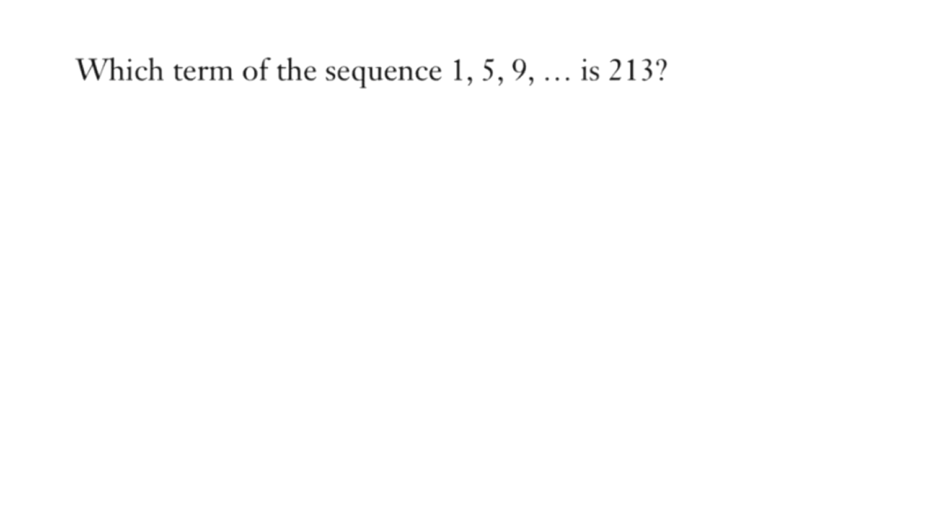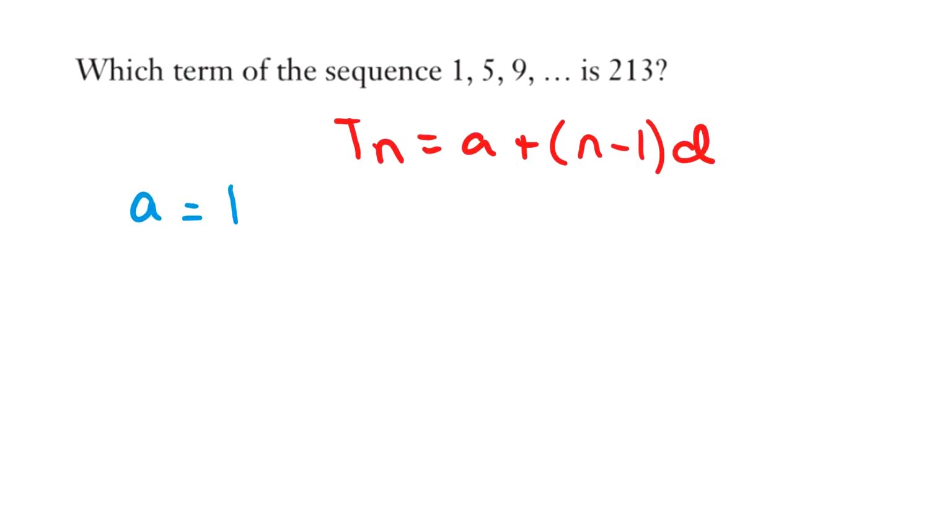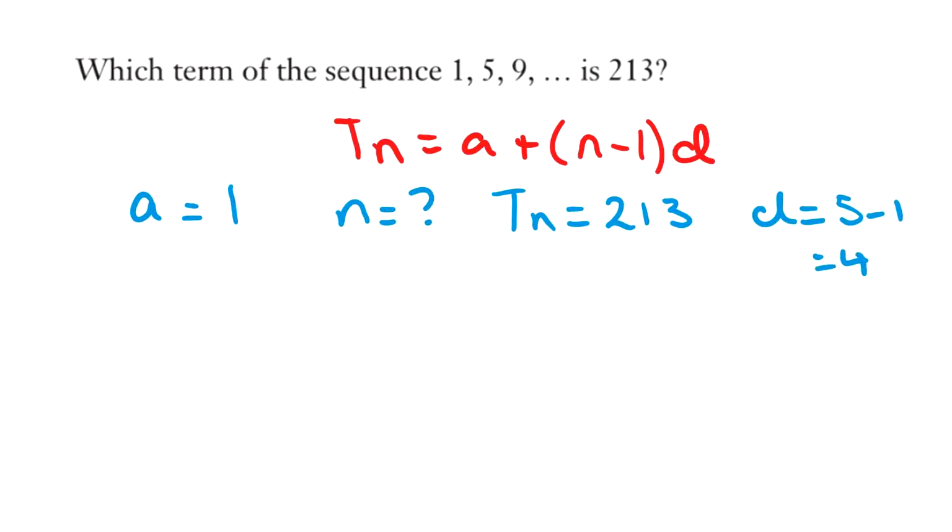Now, what term of the sequence is 213? I'm assuming you can guess what I'm going to start with: we're going to write down our formula. Again, it's good practice. Let's write down what we know. I know a is going to be 1. We don't know what n is, so I'm going to put a question mark. This time we do know what Tn is. We know that's going to be 213. And as always, d is going to be 5 minus 1, which is 4.